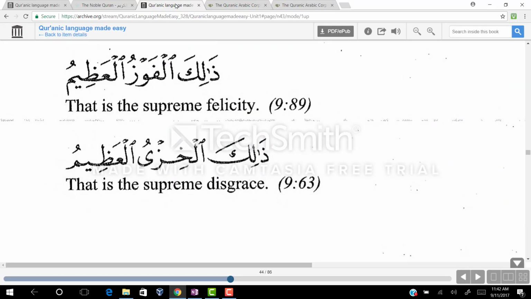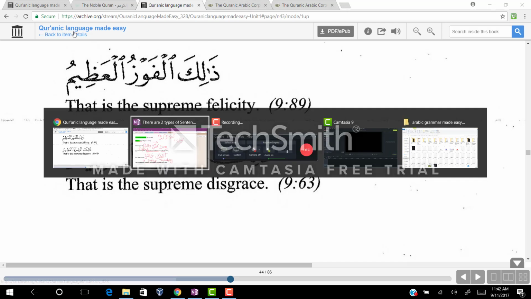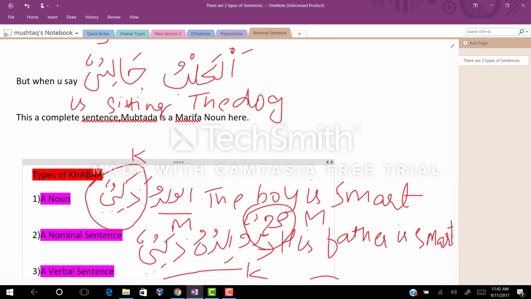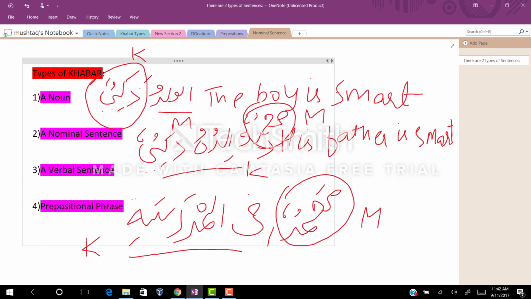For the nominal sentence, if you look in the Quran, you'll find so many different examples. Let me also explain one more thing. There are different types of khabar here. The first one is that the khabar can be a noun. For example, if you say al-waladu zakiyun, the boy is smart. Here al-waladu is the mubtada and zakiyun is the khabar. What kind of khabar is this? This is a nakira noun, zakiyun.